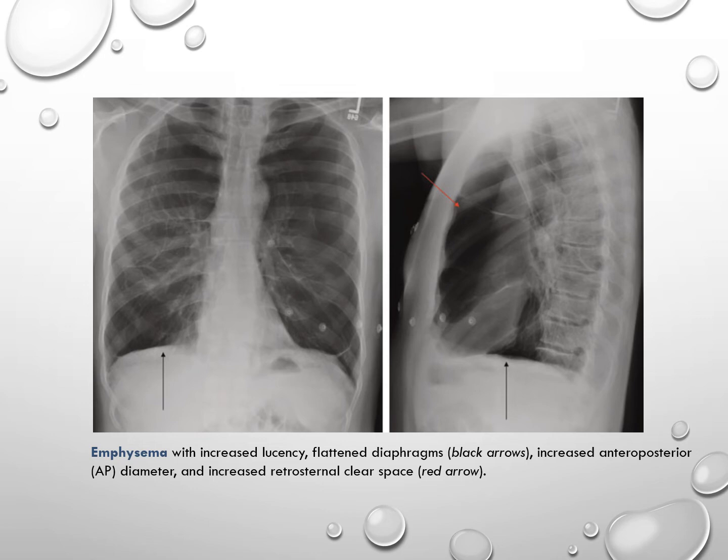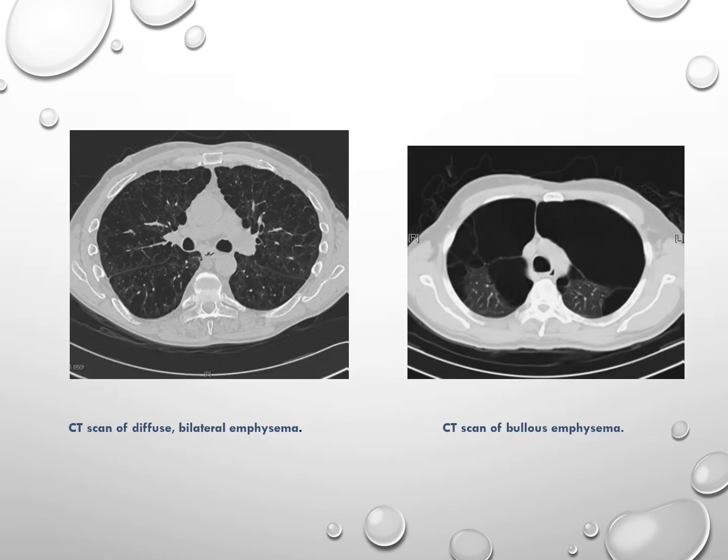On this X-ray, you see emphysema with increased lucency, flattened diaphragm (black arrows), increased anterior-posterior diameter, and increased retrosternal clear space (red arrow). You see on this CT scan diffuse bilateral emphysema, CT scan of bullous emphysema.